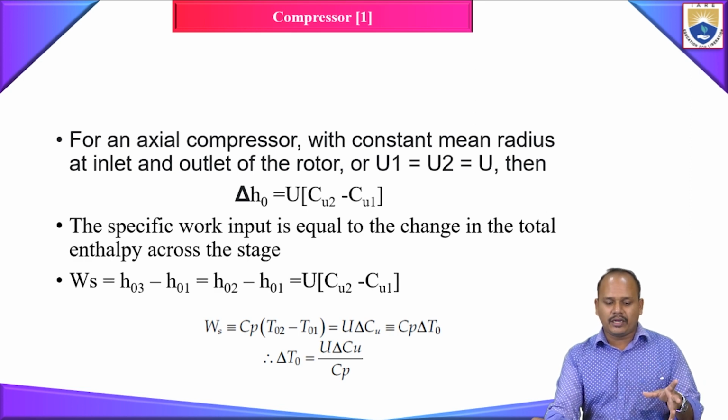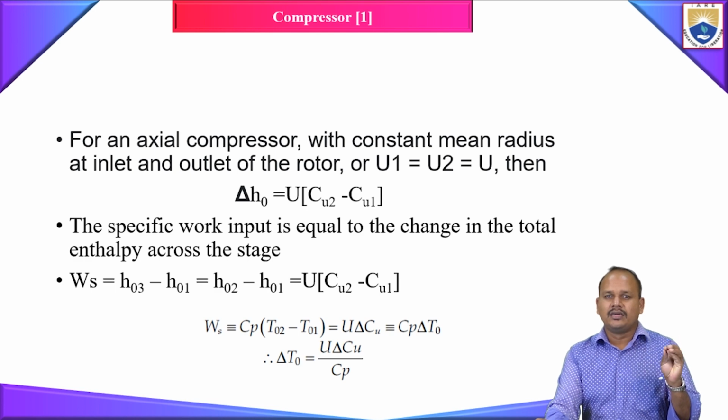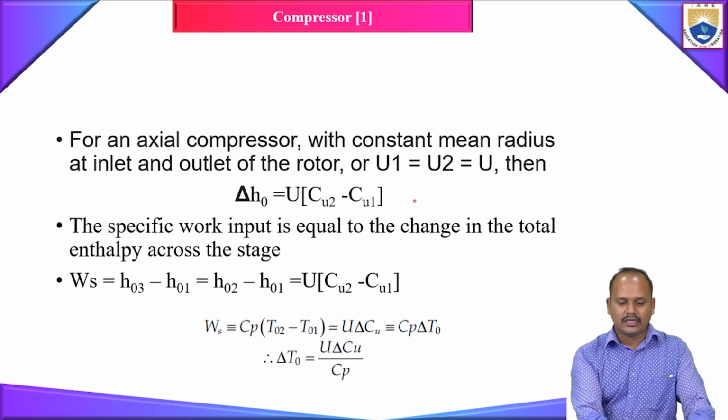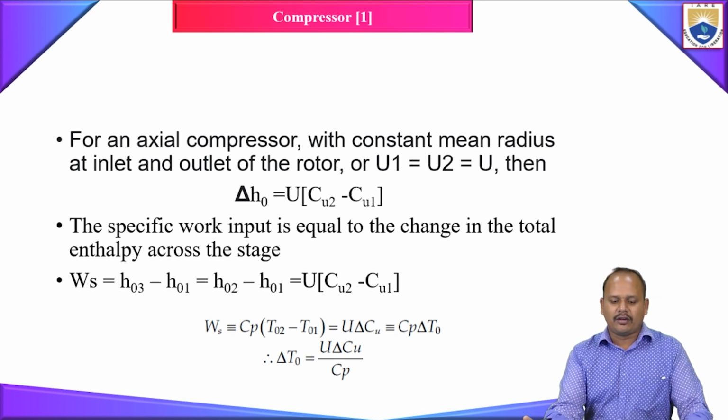So whatever change is happening is the work input I am giving to my rotor, which is directly converted into change in the tangential velocity component. So U into Cu2 minus Cu1. Okay, so I can write the specific work input from the thermodynamics relation.